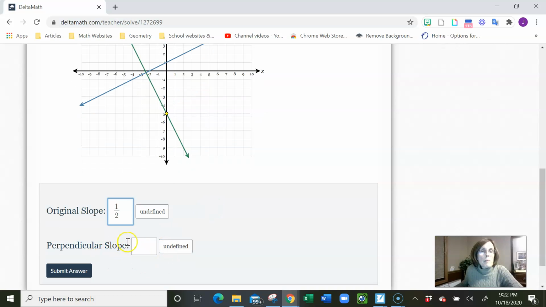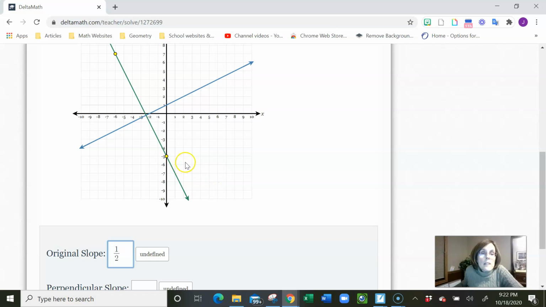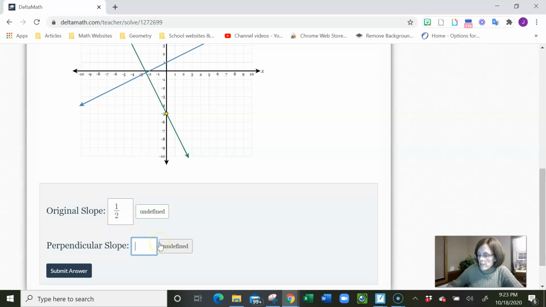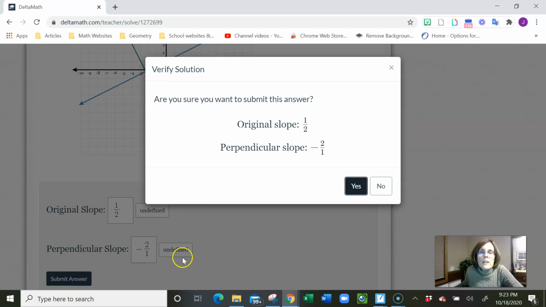What do you think the slope of my perpendicular line should be? Well, let's look. So I could start at this yellow dot, and I could go down and over. I would be going down 2 over 1, which would be a negative 2 over 1, or you could have just put negative 2. Notice that perpendicular lines have opposite reciprocal slopes.